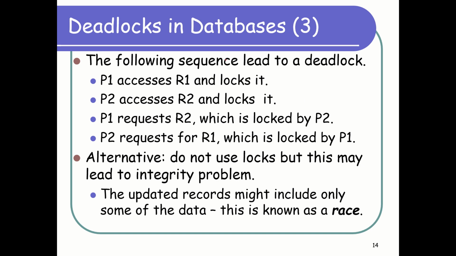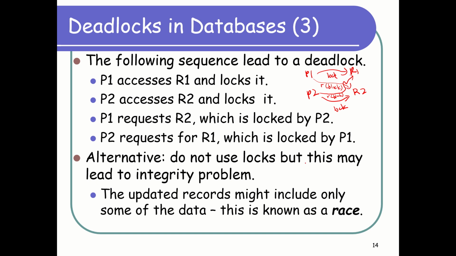The following sequence leads to a deadlock. P1 accesses R1 and locks it. P2 accesses R2 and locks it. P1 requests R2, which is locked by P2. So P1 tries to request R2, but now R2 is serving P2, so this is blocked. And same, P2 tries to access R1, but now R1 is locked by process 1. So this one, P2, will also be blocked.